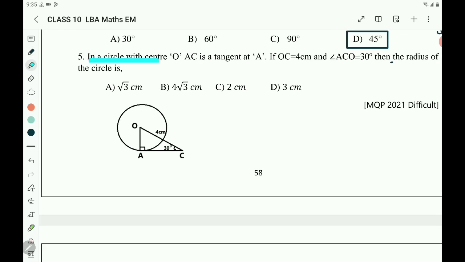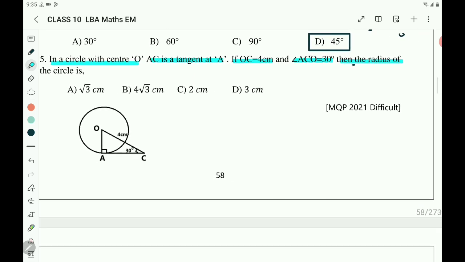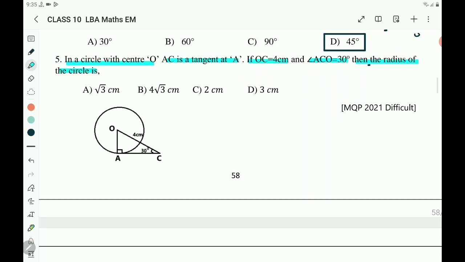Next question number 5. In a circle with center O, AC is a tangent at A. If OC equals 4 cm, angle ACO equals 30 degree, then the radius of the circle is. Here, see the figure. O is the center, A is a point of contact, OA is a radius at the point of contact. You know that radius at a point of contact is perpendicular to the tangent. So the angle OAC is 90 degree and triangle OAC is a right angle triangle.